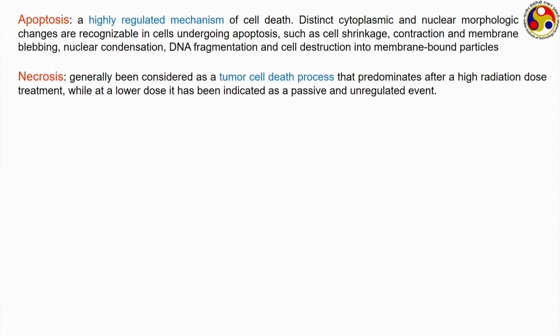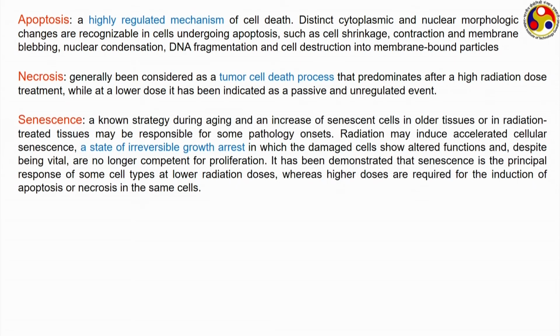Then is necrosis. Necrosis generally is considered a tumor cell death process that predominates after a high radiation dose treatment, while at a lower dose it has been indicated as a passive and unregulated event. One thing we have to understand here, all the effects of radiation may not be bad, because treatment of carcinogenesis or such kind of things also makes use of high dose radiations, and there the objective of radiation is to kill the affected tumor cells. So, necrosis generally is the primary mechanism there which leads to the cell killing.